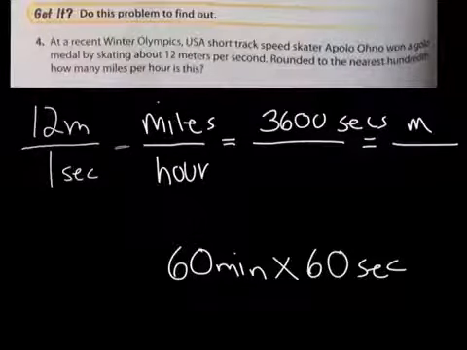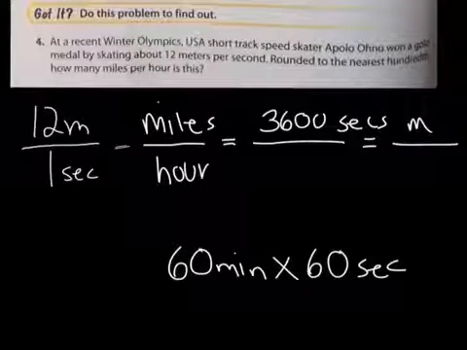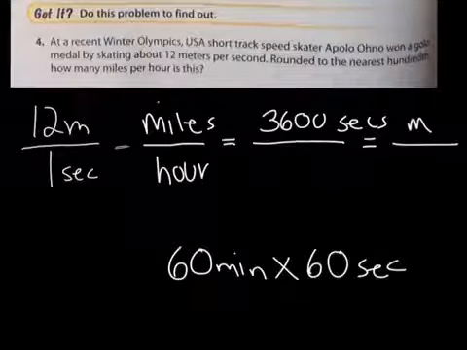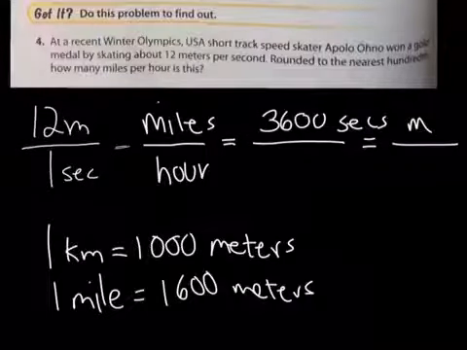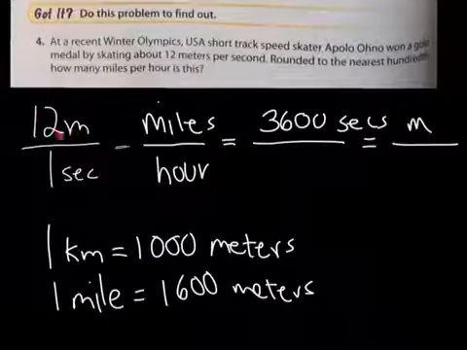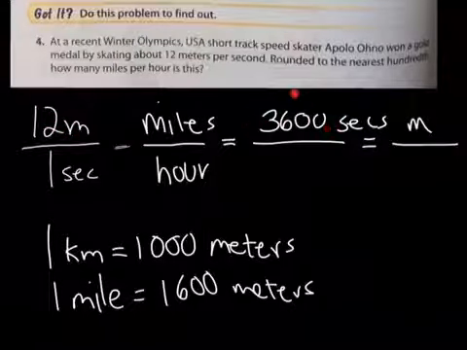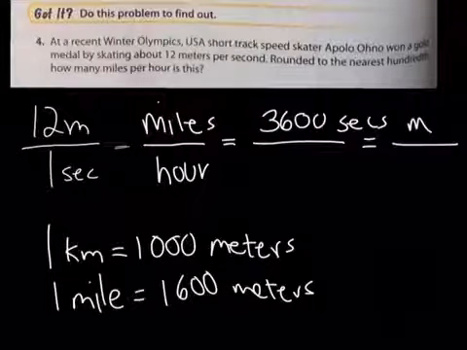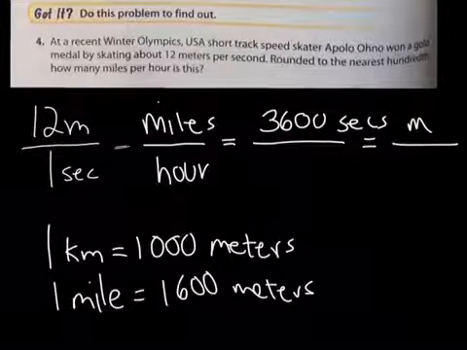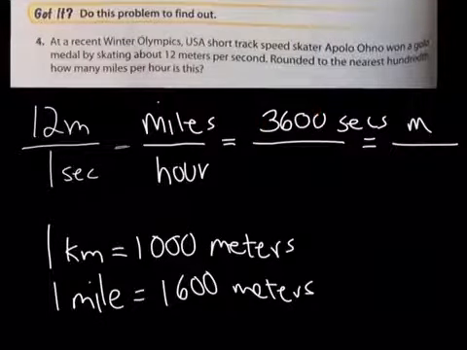Then I want to take this number of meters and convert it to miles. So I'm going to put miles down here. How many meters are there in a mile? Well, once I multiply 12 meters by 3,600, I'm going to get how many meters I can do in an hour. But I want to convert meters to miles, because I've already figured out what I'm doing per hour, and that's my amount up here, how many meters I'm doing per hour. But I want to convert meters to miles.